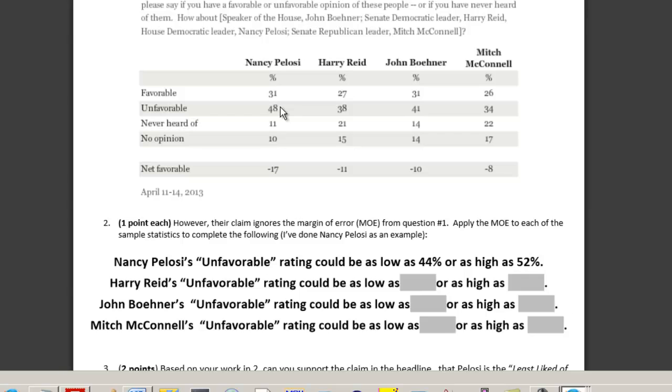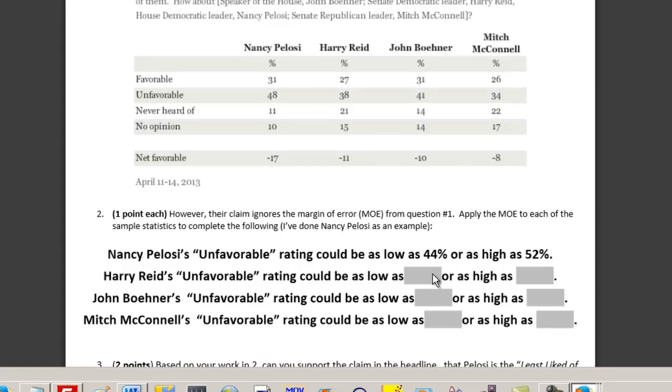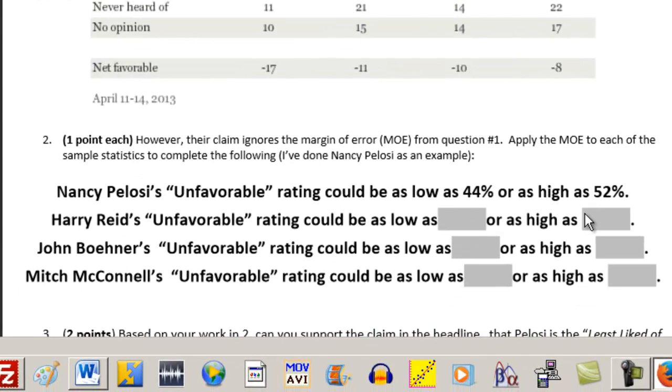And I think you know where this is heading. Going for Harry Reid, John Boehner, and Mitch McConnell all along the way. Just add and subtract 4% all the way. So 38% minus 4 is 34% for Harry Reid, or as high as 42% for Harry Reid. So clearly, with 95% confidence, and don't worry about that till Math 244, you've got a difference between Harry Reid and Nancy Pelosi, because his only goes as high as 42, or hers only goes as low as 44. Okay, more on that in a second.